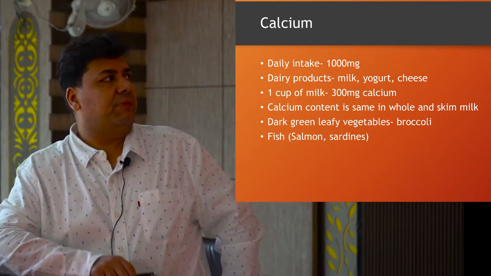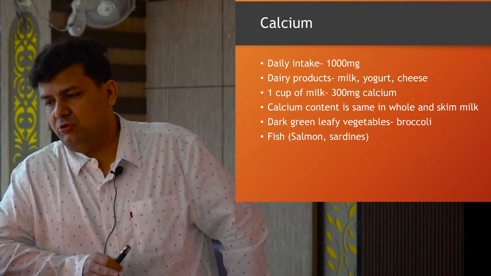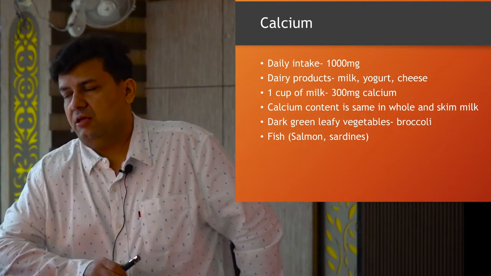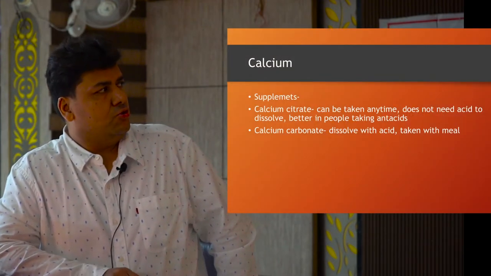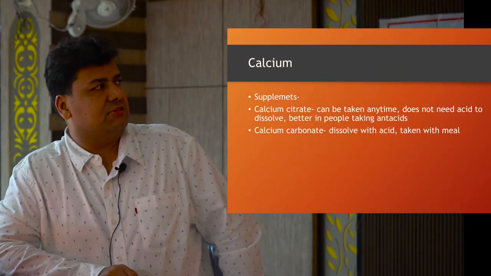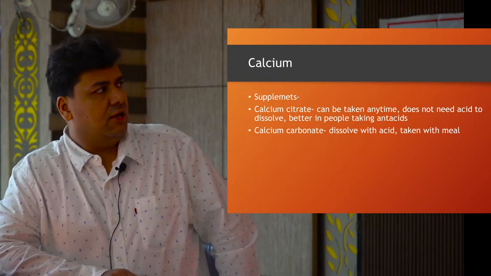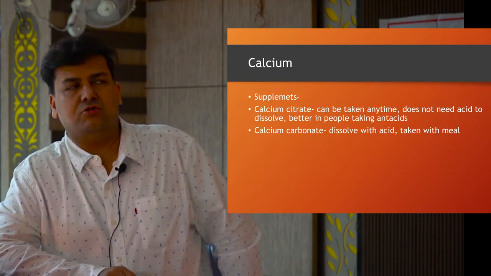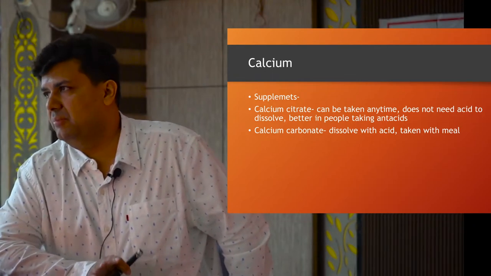Now, if the patient is getting old, more than 50 or 60 years old, and to get 1000 milligram daily, the calcium supplements are provided. Usually calcium is of two types, calcium citrate and calcium carbonate. Calcium carbonate needs acid to dissolve, so it has to be taken with meals.